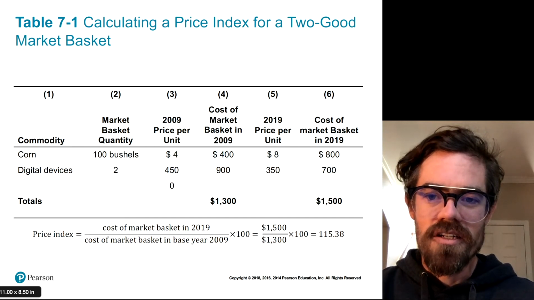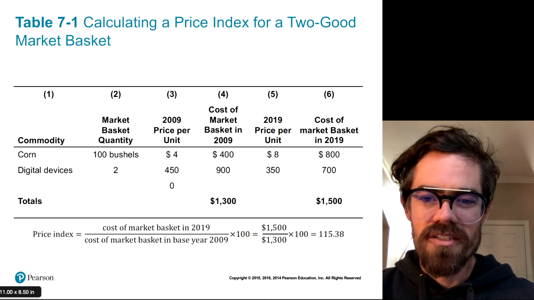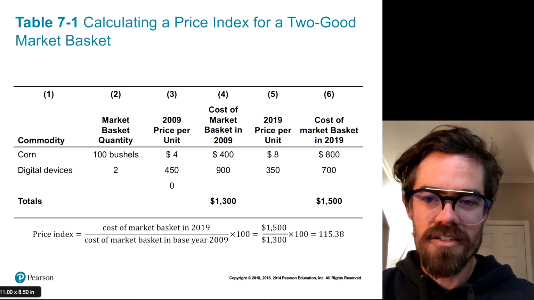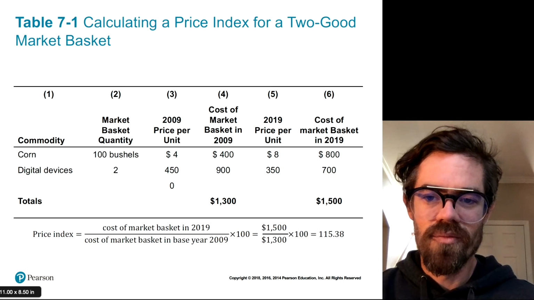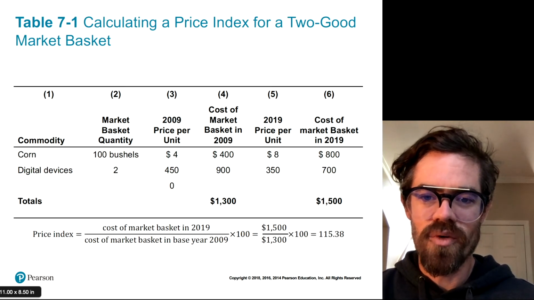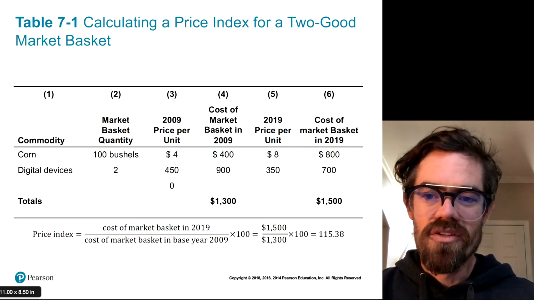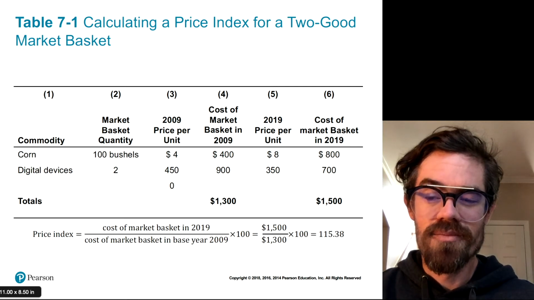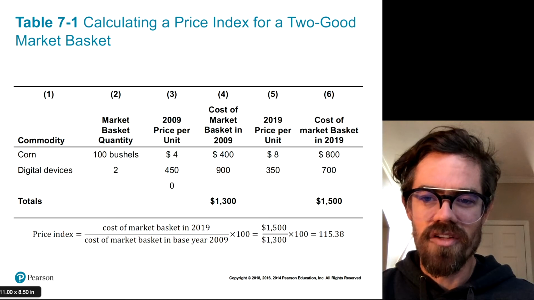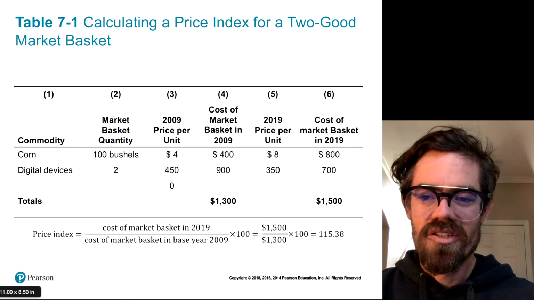Okay, then we move on to column 5 and look at prices in 2019. So we can see that the price of corn doubled from $4 to $8, and the price of digital devices actually went down by $100. Okay, so interesting. The price of corn increased, while the price of digital devices decreased. Okay, we do the same thing. We calculate the cost of each of those things by multiplying the quantity times the price in 2019. So we've got 100 bushels of corn times $8. That's $800 is the cost of the corn aspect. And then we take the 2 digital devices, multiply that by 350, and that gives us $700 is the cost of the digital devices. So the total cost of the whole basket is $1,500.